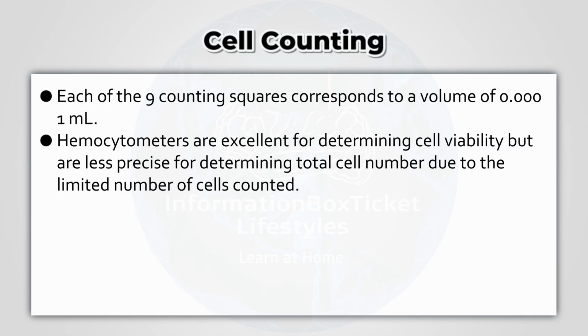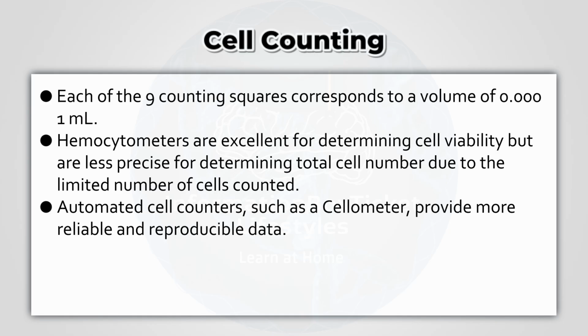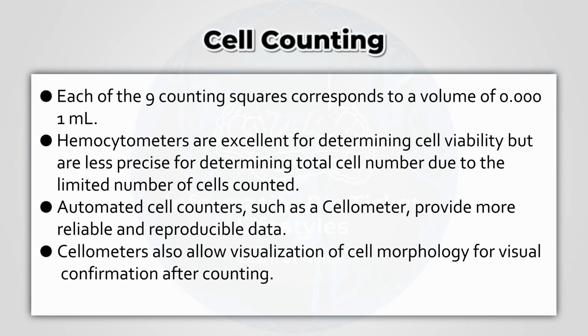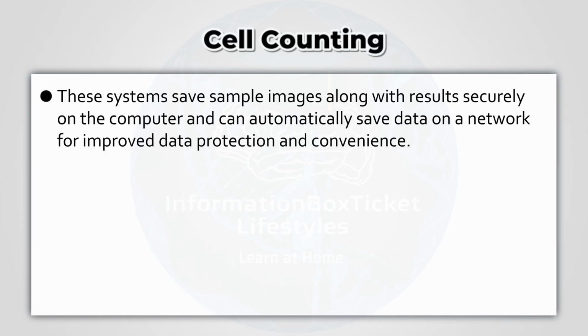Hemocytometers are excellent for determining cell viability, but are less precise for determining total cell number due to the limited number of cells counted. Automated cell counters, such as a Cellometer, provide more reliable and reproducible data. Cellometers also allow visualization of cell morphology for visual confirmation after counting. These systems save sample images, along with results securely on the computer, and can automatically save data on a network for improved data protection and convenience.